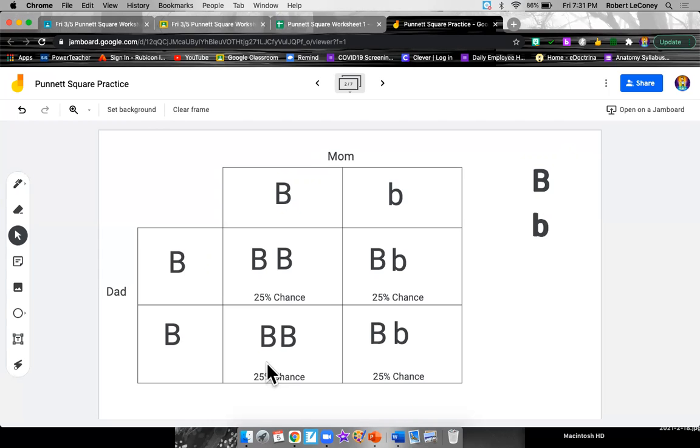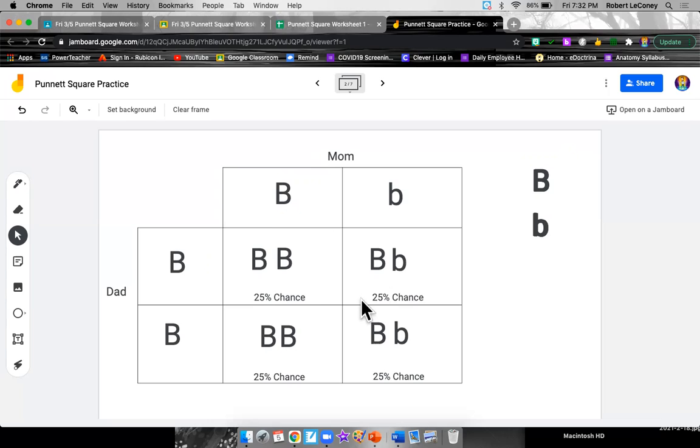Why does this matter though? Because we're talking about eye color. That's the phenotype, what shows up on your face. The genotype is the genes. So these are the genes. 50% chance that the kid is going to be big B, big B. We call that homozygous dominant. It's a vocab word. And a 50% chance that the kid is big B, little b. We call that heterozygous. Hetero means different, two different alleles.